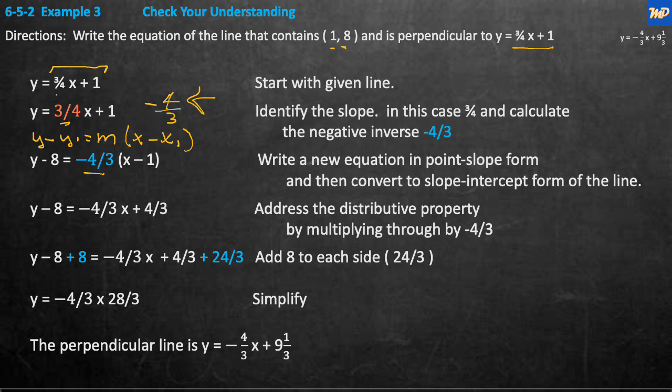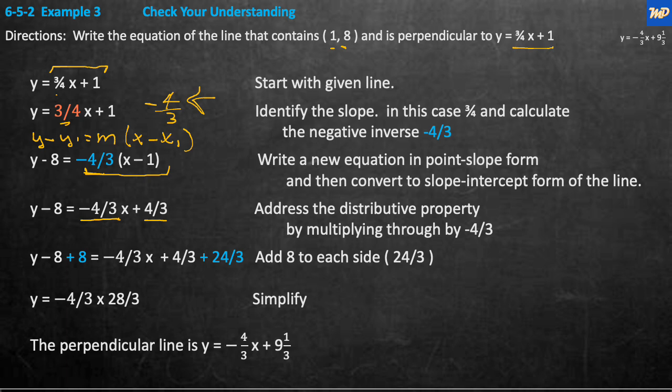So we're going to first multiply the distributive. On the right, we're going to get rid of the distributive property. So we're going to say negative 4/3 times x is negative 4/3 x, and negative 4/3 times negative 1 is positive 4/3. So now we have to get the y by itself. Getting the y by itself means adding 8 to both sides.